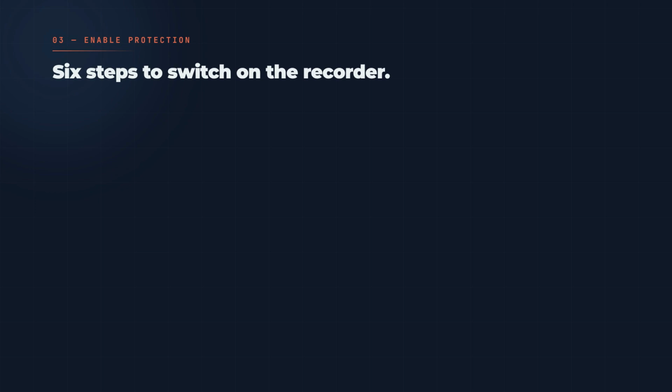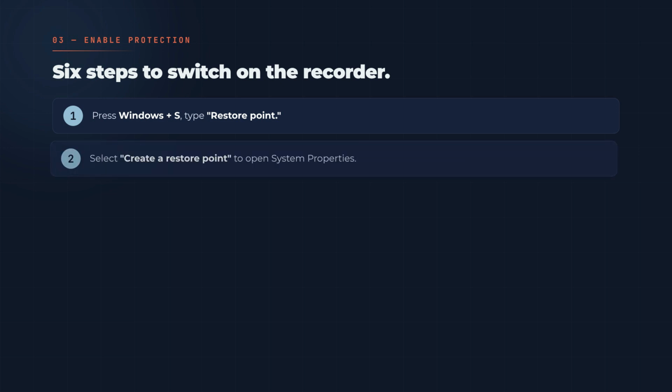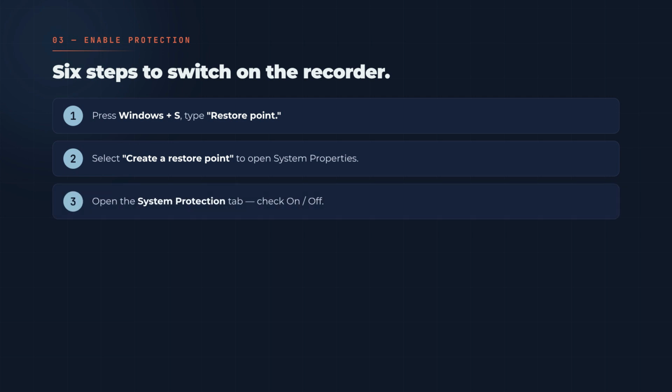Turning on system protection takes 6 quick steps. First, press Windows plus S to open search and type restore point. Second, select Create a Restore Point from the results. That opens the System Properties window. Third, click the System Protection tab and look at your drive. It will say protection is either on or off. Fourth, click the Configure button next to it.